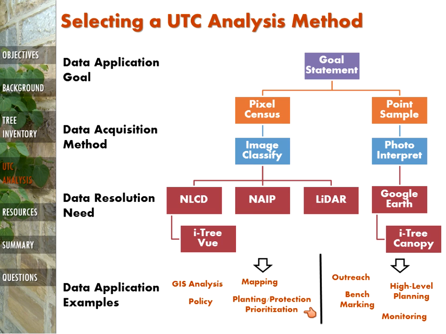Now, jumping back over to the photo interpretation, this is a sample method. So what that means is that the photo interpreter is just classifying selected points across the landscape, in contrast to the pixel census that is classifying every pixel out there. In terms of photo interpretation, the most readily available tool that's out there right now is called iTree Canopy.